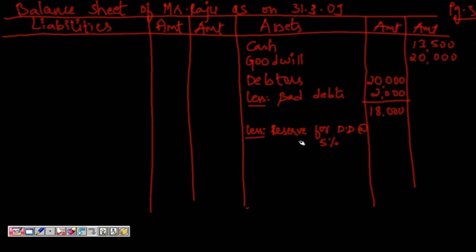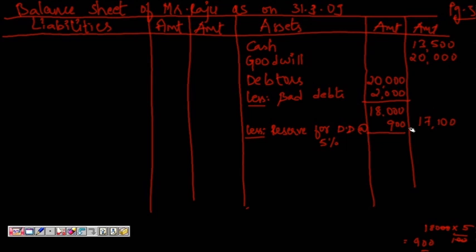Those who don't know how to calculate percentages, make a rough column and then calculate 18,000 into 5 by 100. Here I am showing how to calculate percentages. 18,000 into 5 by 100. So cut these two zeros and these two zeros. 180 into 5, how much is it? 900. So 18,000 5% comes to 900. So write the value 900. Then 18,000 minus 900 comes to 17,100. Write that in outer column.